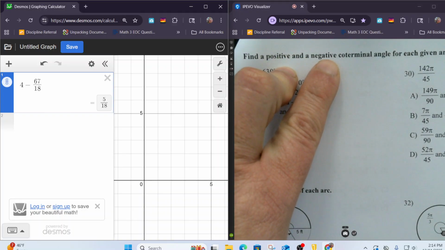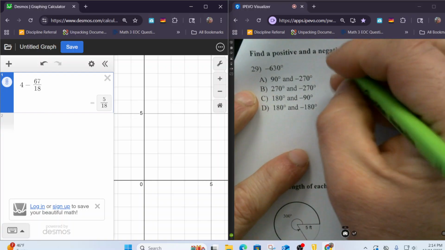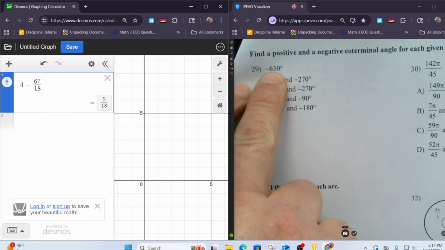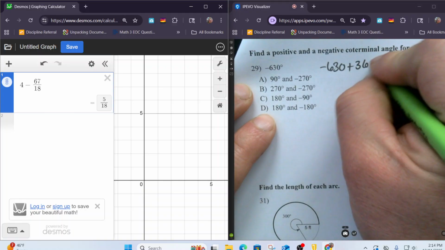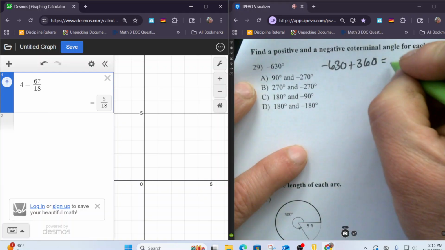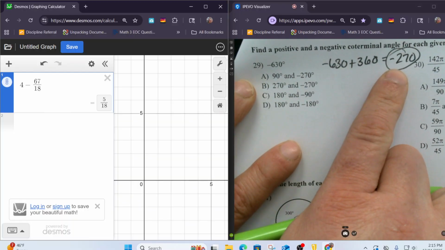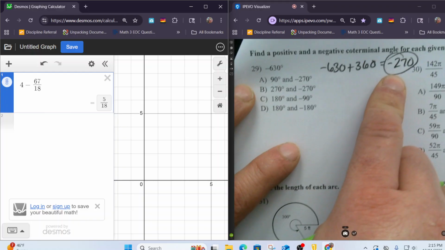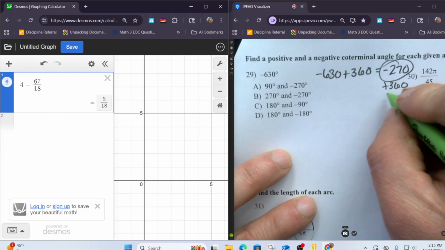Guys, how do I find a positive and negative coterminal angle in degrees? You subtract 360 and add 360. Now, if you've got a negative like this, if I add 360 to it, is it still going to be negative? Yes, so you can use that one. That's a negative. How do I get a positive from here? Add 360 again.